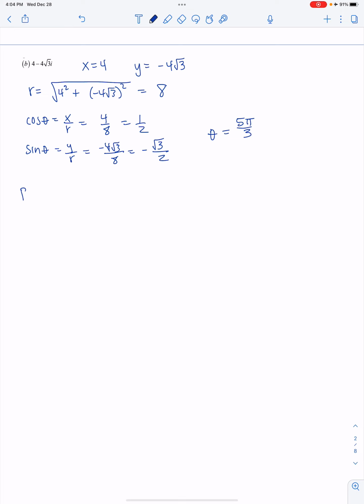So our polar form is r, which is 8, cosine theta, so 5 pi over 3, plus i sine theta, which is still 5 pi over 3. And then we turn that into exponential, which is 8e to the i theta, which is 5 pi over 3. Very nice.